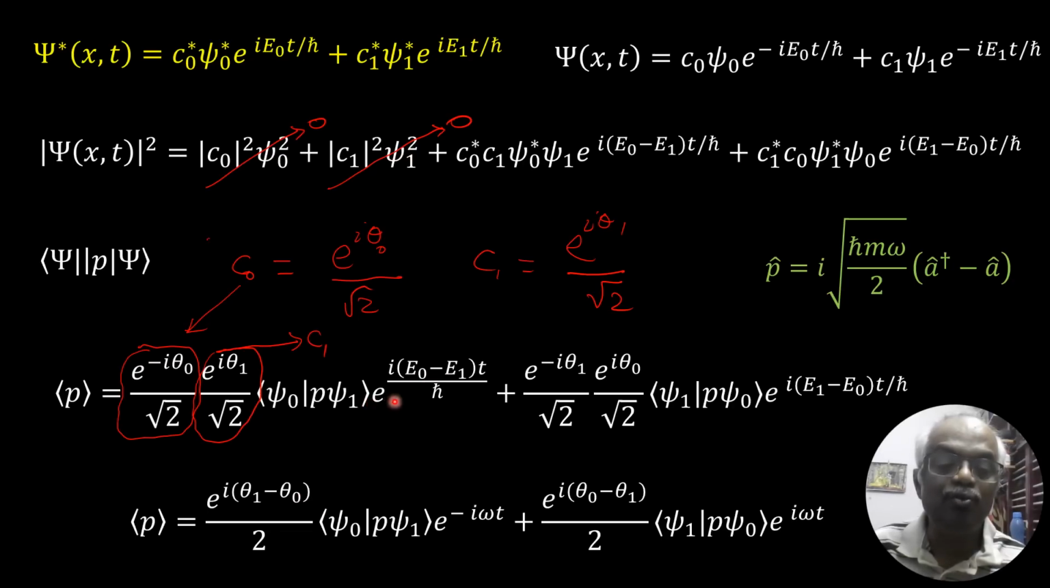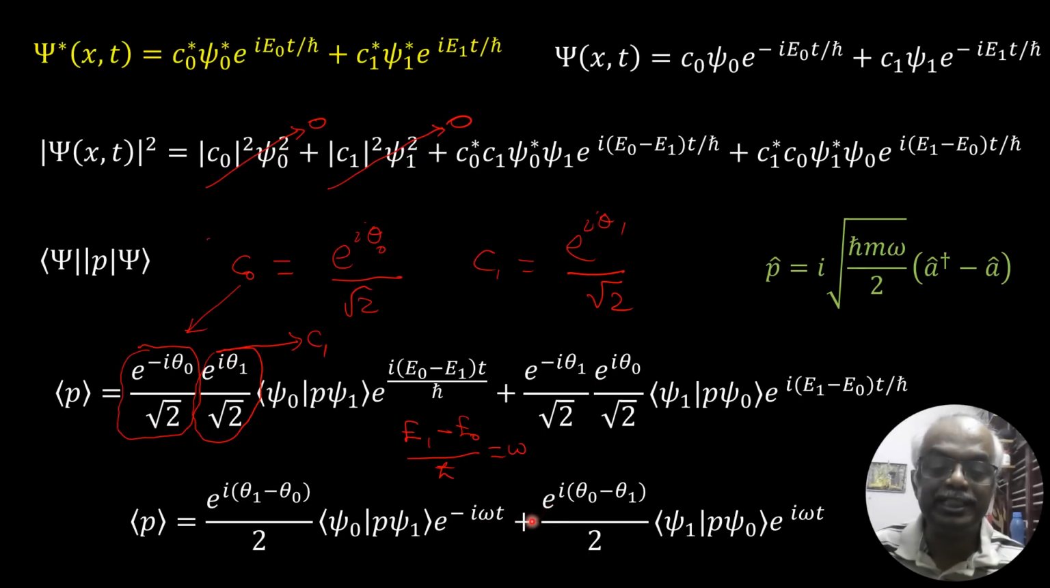Then what is E1 minus E0? That is the first excited state and ground state energy difference, divided by h cross, is equal to omega. So naturally this will be the other way around, E0 minus E1, so this will be minus omega. So this exponential term can be written as e power minus i omega t.